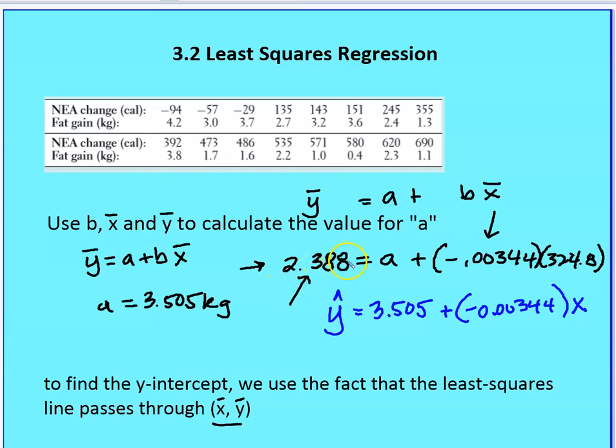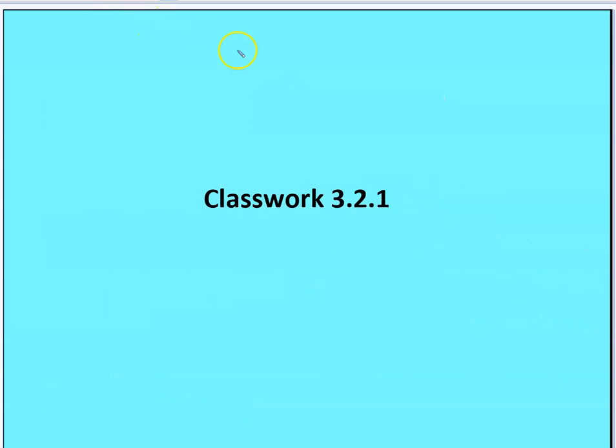If I got this right. Yeah, so we're going to add this back in, so that's right. So we end up with the regression line of y is equal to 3.505 plus b times x. Right, so that's how it's done. So let's bring this to our classwork 3.2.1.